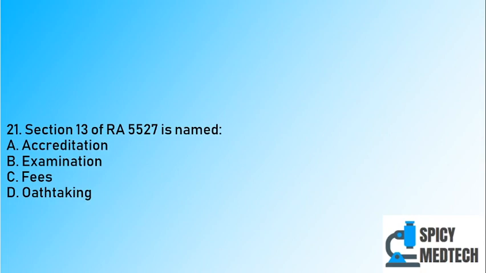Number 21. Section 13 of RA 5527 is named A. Accreditation, B. Examination, C. Fees, or D. Oath-taking. So the answer for number 21 is letter A, accreditation.